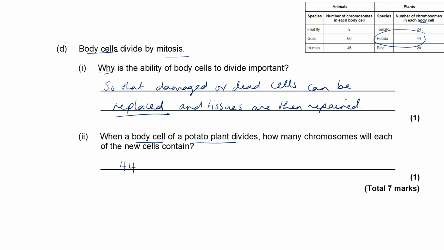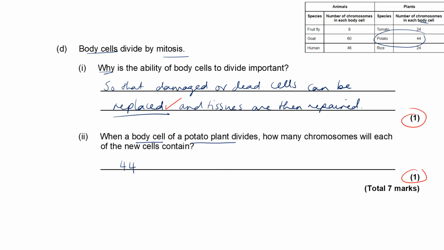Part 2: when a body cell of a potato plant divides, how many chromosomes will each of the new cells contain? So potato has 44 chromosomes in its body cells. So if a body cell undergoes mitosis, it will still have 44 chromosomes. So again, I've got those answers correct.